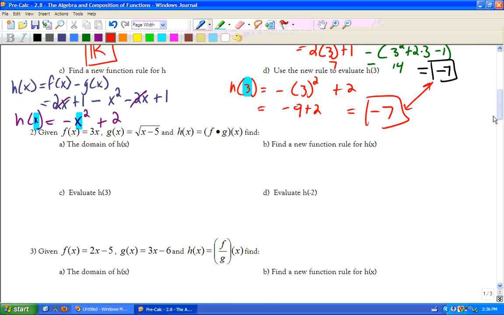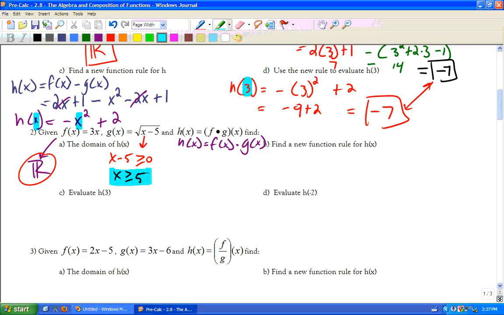The same process is going to work when we define rules using multiplication. To let you know, h of x equals f times g of x is the same thing as h of x equals f of x times g of x. Now, the domain of f of x is all real numbers. The domain for g of x is where x minus 5 has to be greater than or equal to 0, so x has to be greater than or equal to 5. The intersection between all real numbers and where x is at least 5 is x at least 5, which means our domain for h of x is x greater than or equal to 5.